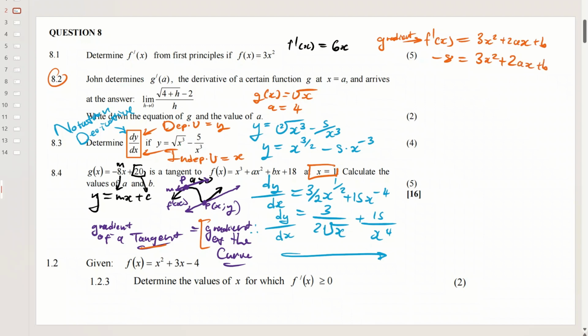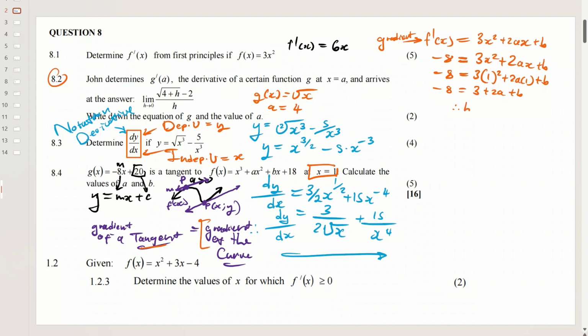So now, how do we solve this? These two gradients, the gradient of a tangent and the gradient of a curve, happen at x is equal to 1. So now replace everywhere there is x with 1. 2 into 1 and then plus b. So now you have minus a into 3 plus 2a plus b. So now to solve b, you can make b the subject of the formula.